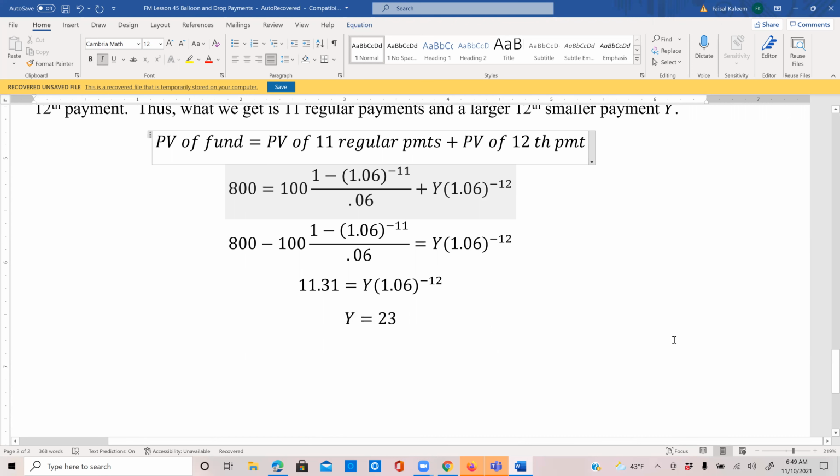And now we are ready to do a few more SOA problems relating to balloon and drop payments. And the next few videos will be over some of the SOA problems.